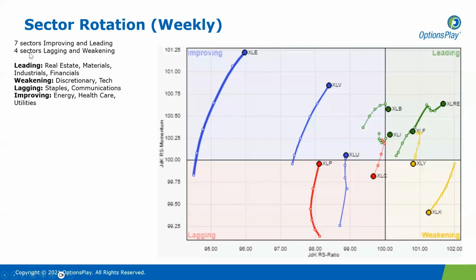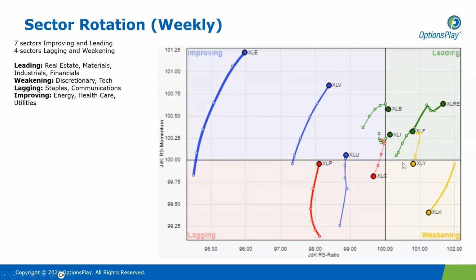7 sectors in the improving and leading categories, 4 in the lagging and weakening. So starting off with the leading categories, we actually have real estate finally providing some leadership after many months of underperformance. We have financials up there as well, along with materials and industrials. So this does indicate broader market participation when, throughout the last few months, whenever we've looked at this chart, these 4 sectors in the leading category have always been in the lagging or the improving category. So good market participation. Despite this pullback in technology, I still view this as positive for equities as a whole.